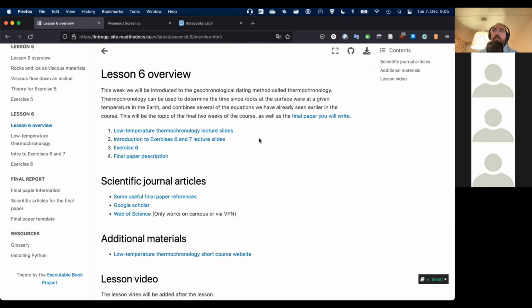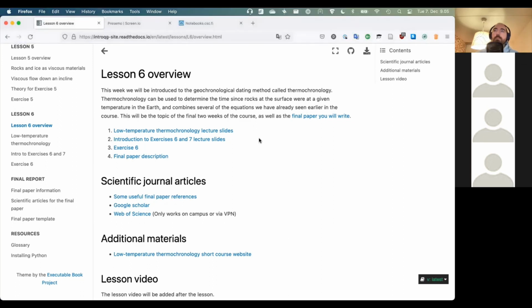Any other questions at this point? Okay, well, if not, why don't we take a 5 minute break and come back about 10 after 9, and then we'll continue. I'll introduce exercises 6 and 7, then we can go over the final paper in a little bit more detail, and if other questions come to mind, you can ask those at that point. But yeah, let's take a 5-minute break and come back at about 10 after 9.